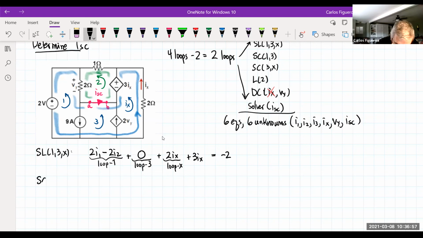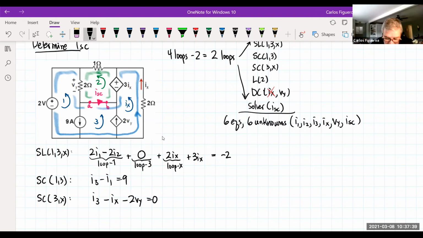Now let's go after the super condition between 1 and 3. If I look at 1 and 3, you could see that the 3 is going with the 9. So it should be I3 minus I1 equals 9. Let's go to the super condition between 3 and x. If you look at that, that's a dependent one. So remember, you want to write it into matrix form. Look at 3 is in the direction of Vy. So it's going to be I3 minus Ix, and then it would be equal to 2 Vy, but I want to bring it to the minus sign, so it should be I3 minus Ix minus 2 Vy equals 0.